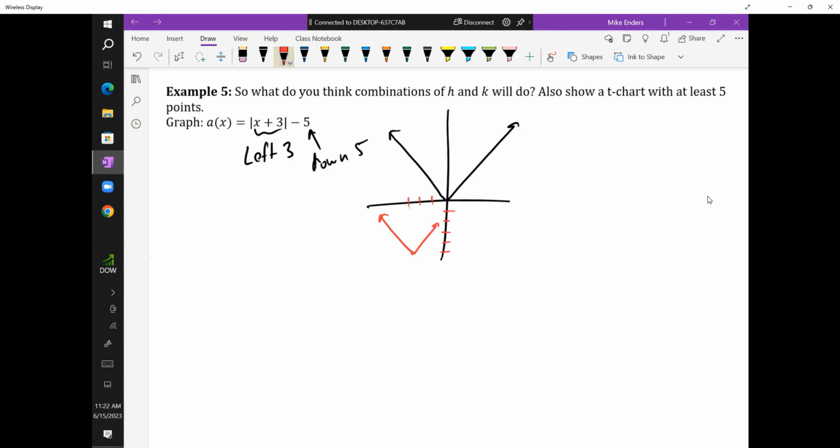Go back over here. And as we take a look at that, we're going to say, all right, let's start with x. And let's just do the parent function. Let's do absolute value of x. So our normal values we do are -2, -1, 0, 1, and 2. Absolutes. Remember, we take the positive of those values.